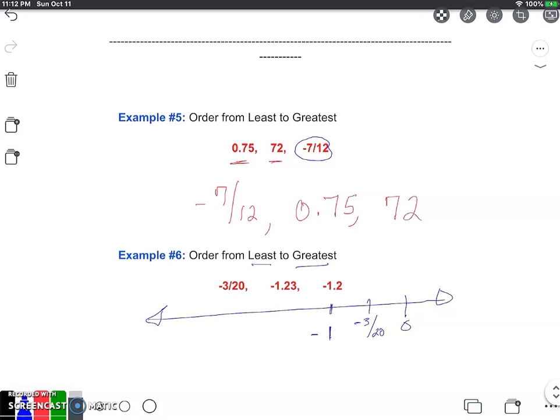So when we talk about our greatest number, because the other two numbers have a whole number, 1.23 and 1.2, I know that negative 3/20 is going to be the bigger number. All right. So I'm going to write that. That's my first number, negative 3/20, because it's closest to 0.